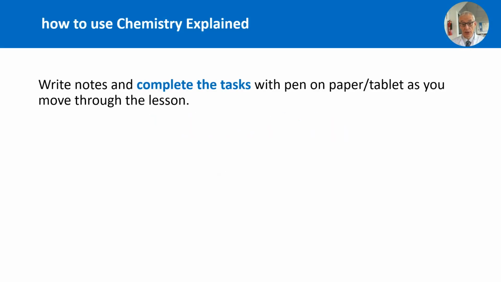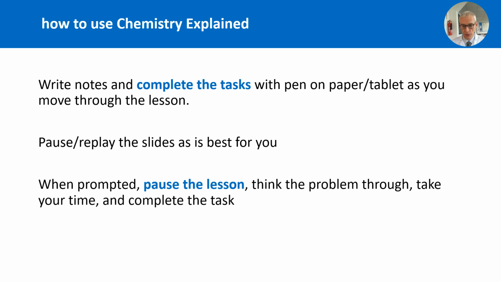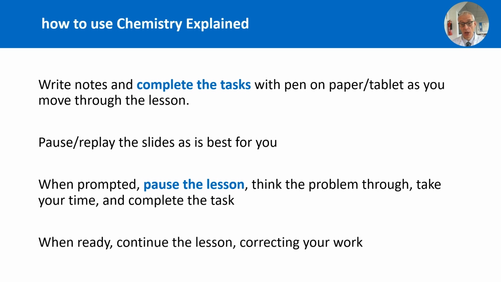Using Chemistry Explained needs your active participation. You need to write notes and complete the tasks either with pen on paper or on a tablet. Control the pace of the lesson by pausing or replaying the slides. Most important, when prompted, pause the lesson, complete the task, thinking the problem through, which means taking your time. When you're ready, continue the lesson, correcting your work.